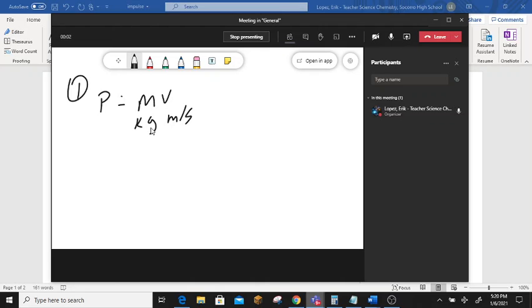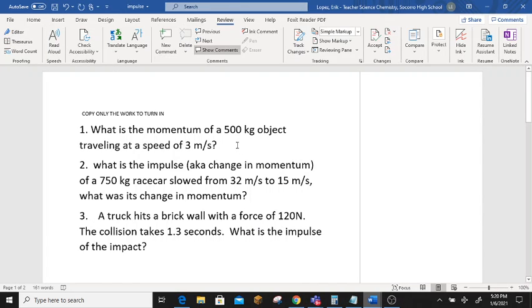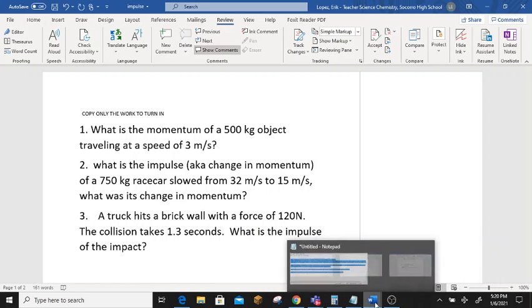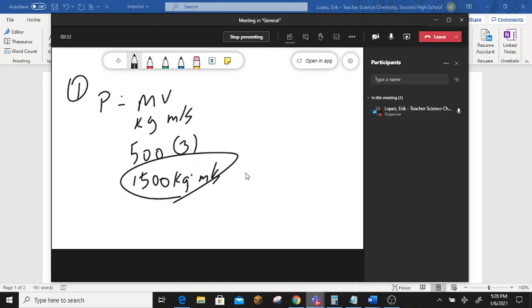Those are the units, kilograms and meters per second. So if we take a look at the problem here, they're giving us 500 kilograms and 3 meters per second. So 500, 3 meters per second, we multiply. And there's our answer. Really quick, simple, fast, easy to do. Okay. Now I'm going to have to erase this so that I can go over the next formula.